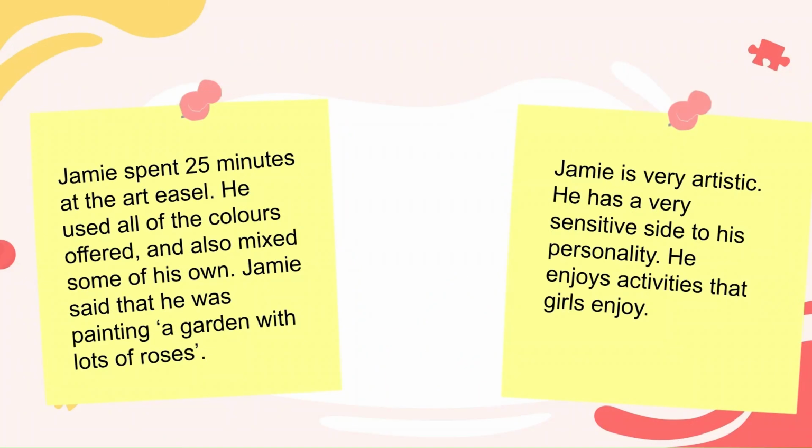Let's look more closely at what makes a dependable observation. Again, these two observations are of the same experience. So, Jamie spent 25 minutes at the art easel. He used all of the colours offered and also mixed some of his own. Jamie said that he was painting a garden with lots of roses. Or, Jamie is very artistic. He has a very sensitive side to his personality. He enjoys activities that girls enjoy. Which of these is more dependable and why?